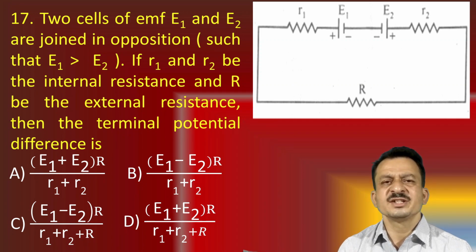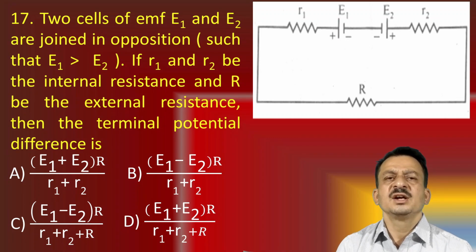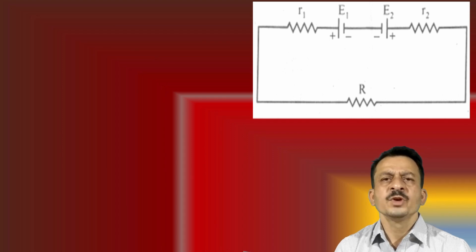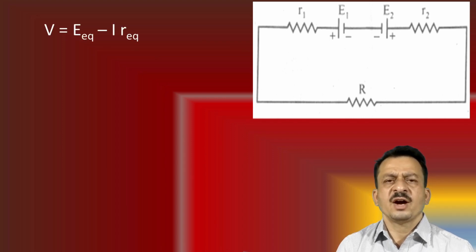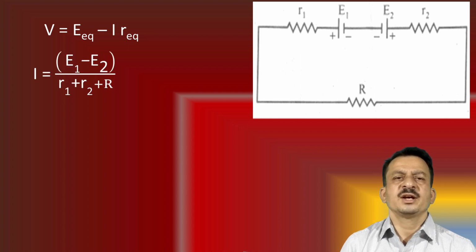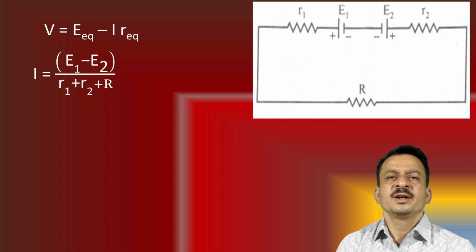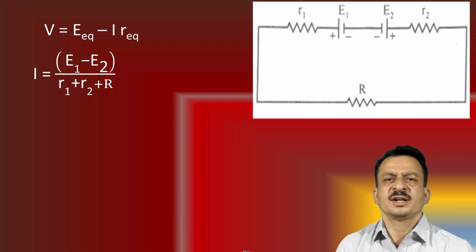With this knowledge, we can directly choose the answer without doing any calculations. Let me work out how we will get answer C. Now, they have asked for the terminal potential. Terminal potential V is equal to E equivalent minus I into R equivalent. Here, the current through the circuit is E equivalent divided by the sum of the resistances, that is E1 minus E2 divided by R1 plus R2 plus capital R. It is the current flowing.